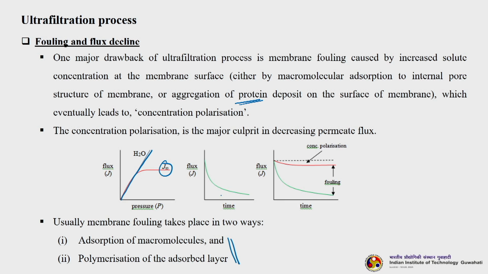You can see this is the standard flux decline mechanism or profile in an ultrafiltration system, and here you can see that when the concentration polarization layer is built up, the flux declines like this, the red one, and when the membrane starts to foul, then you will get a flux decline profile like this. This magnitude is described as the fouling, but it is not measured like that, it is just a schematic understanding.